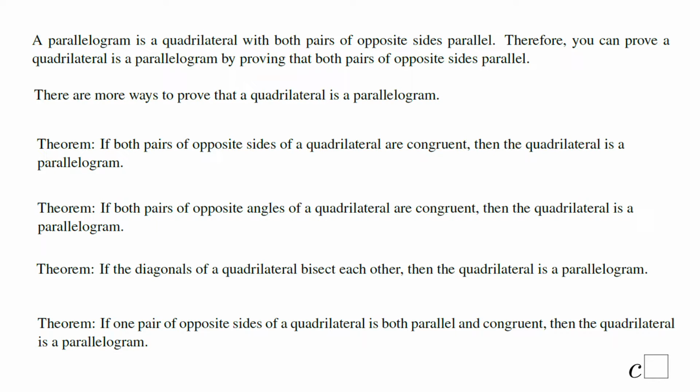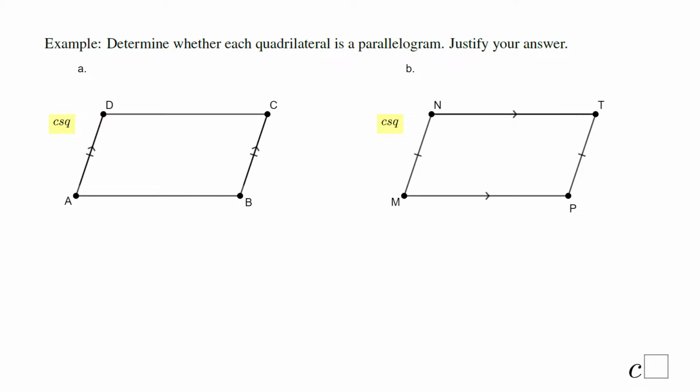And the last one is this one. If one pair of opposite sides of a quadrilateral is both parallel and congruent, then the quadrilateral is a parallelogram. So now let's see some examples, some problems, and let's take a look at this first one. We have to determine whether each quadrilateral is a parallelogram, and we need to justify the answer.